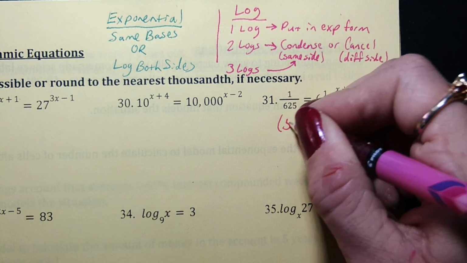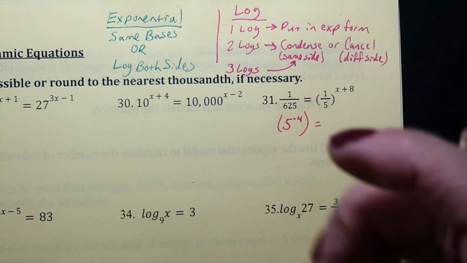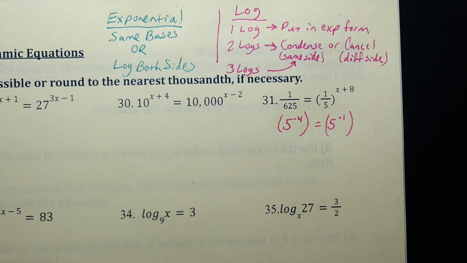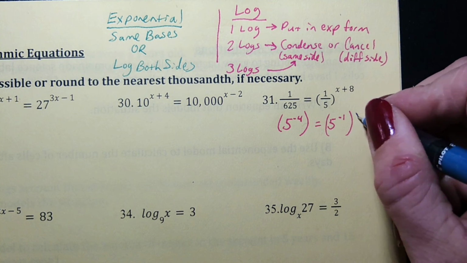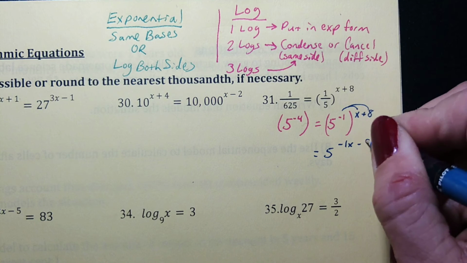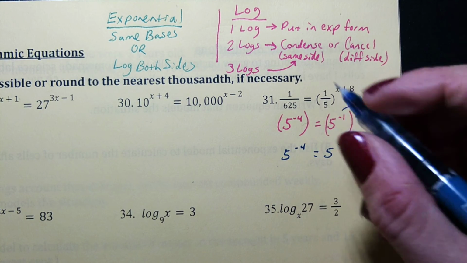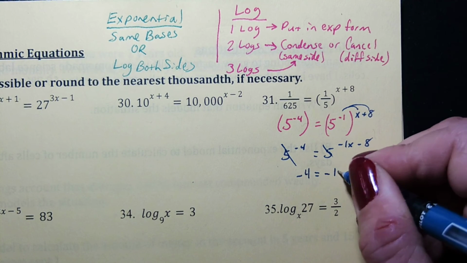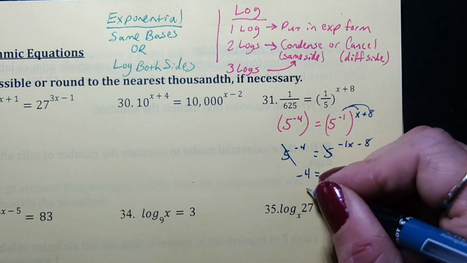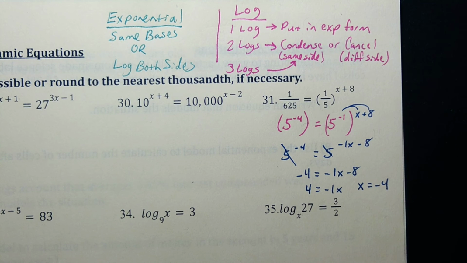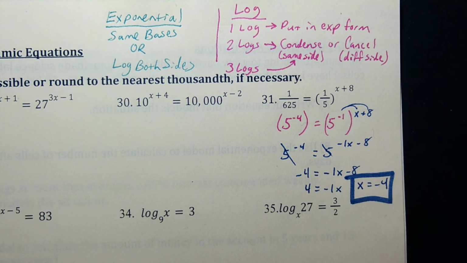Base 5, 5 to the negative fourth, and 5 to the negative 1. So that's how we give that 5 a bad attitude and send it downstairs. From here, we distribute the power. So negative 1x, negative 8, 5 to the negative 4. We can cancel out our corresponding parts of the 5s. So negative 4 equals negative 1x minus 8. Add the 8, we get 4 equals negative x. So x is equal to negative 4. No need to check for extraneous solutions, but if you wanted to plug it in on your calculator, you would see that you get a true statement.